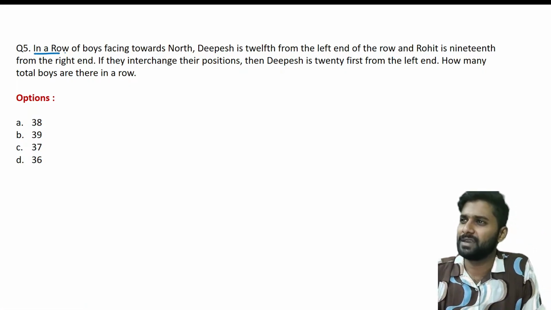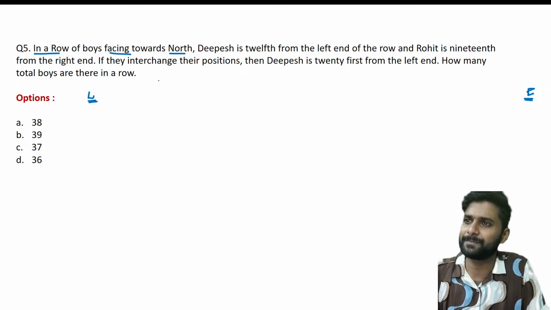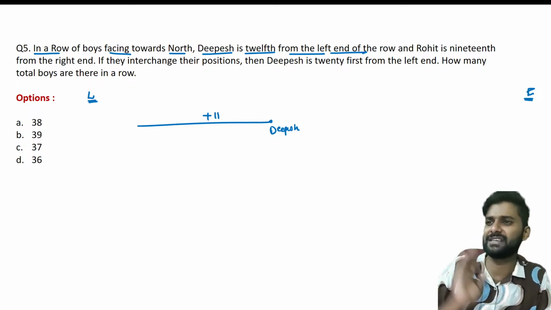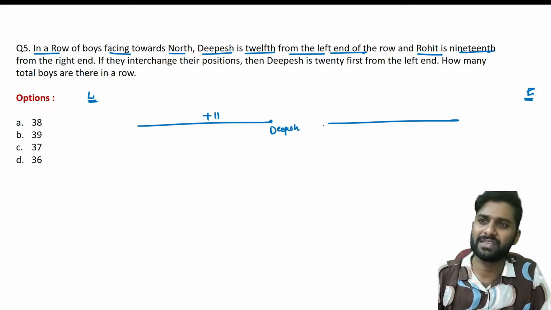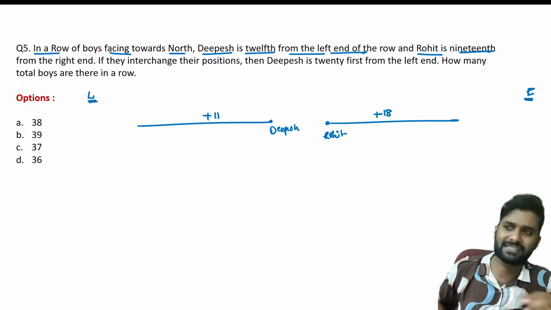Now see, in a row of boys, all are facing north. So north facing means this is the right end and this is the left end. Now Deepesh is 12th from the left end. This is exactly Deepesh. So excluding Deepesh, his left side has 11 members. Rohit is 19th, so we have to place Rohit here. Why? Because it is represented from the right and exactly 19th. If you exclude that person, 18 members are there to the right side of Rohit.